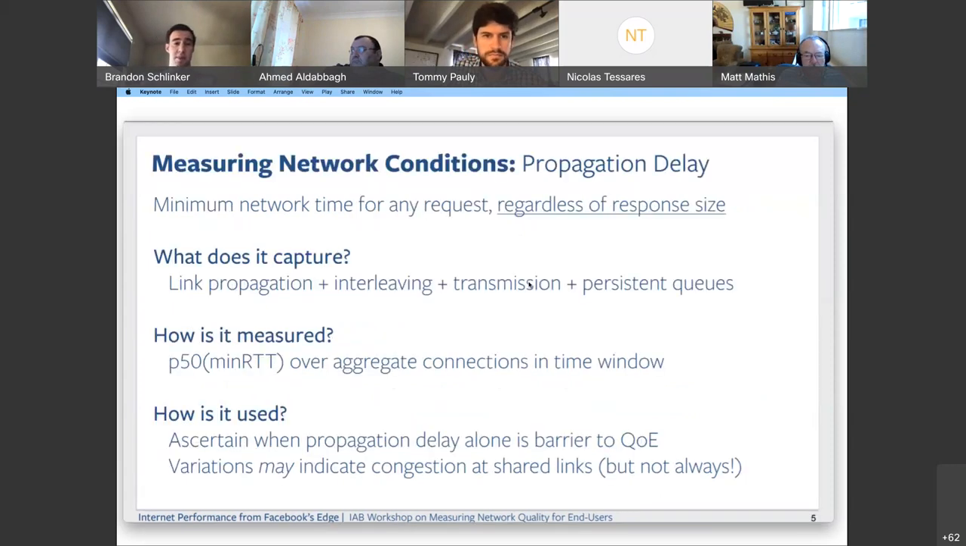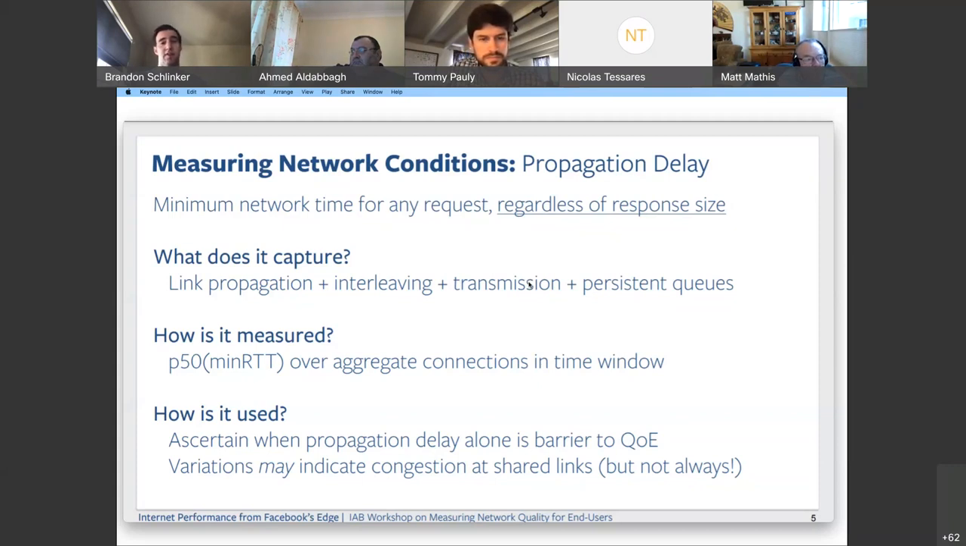Next slide. So I'm going to be talking today about the types of traffic I mentioned a little earlier. I'm not talking about real-time traffic. We use a slightly different set of metrics to understand that type of traffic, like the call I'm on right now. But for this transfer of object type traffic, we measure two things. The first is the propagation delay for each of these aggregates. And the propagation delay is going to tell us the minimum network time for any request, regardless of the response size.